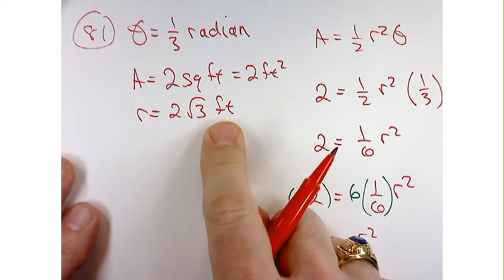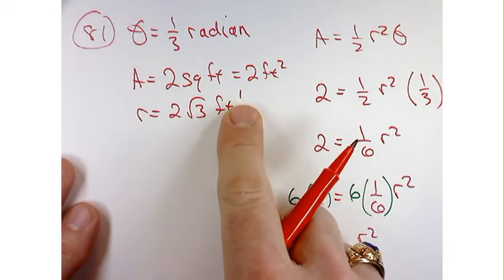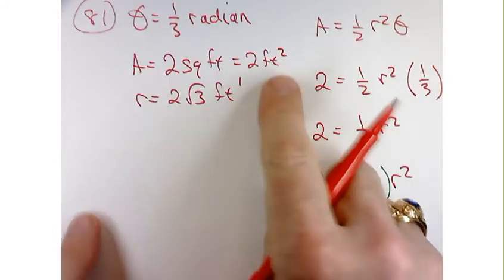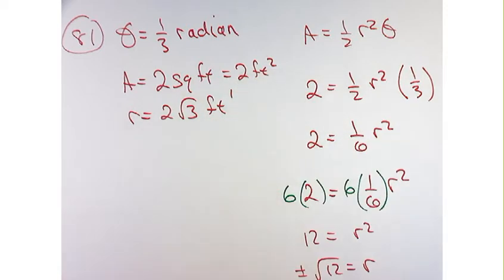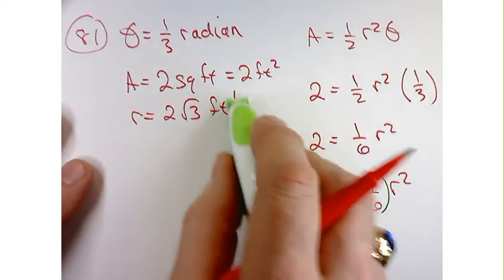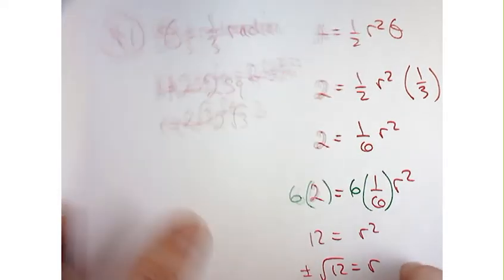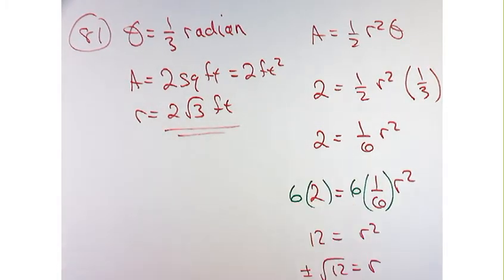Linear dimensions just have to be the unit to the first power. When you're talking about area, it's to the second power. When you're talking about volume, it's to the third power. So do pay attention to those little things. It'll help you make sure you don't make any mistakes, and it'll help you also make sure you get all the points possible.